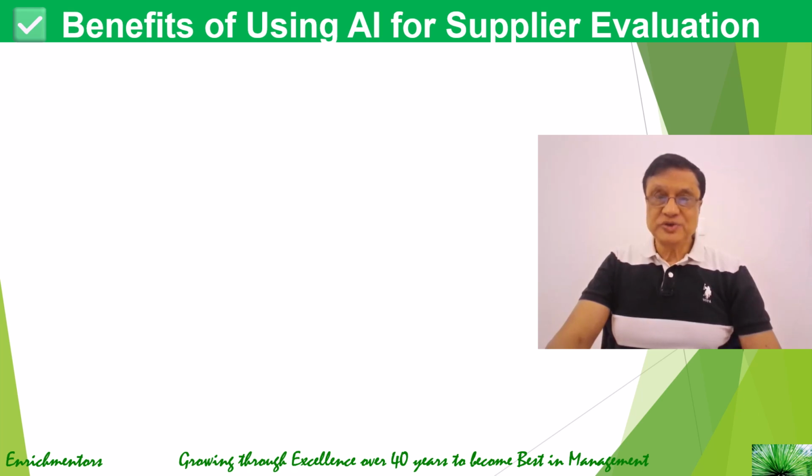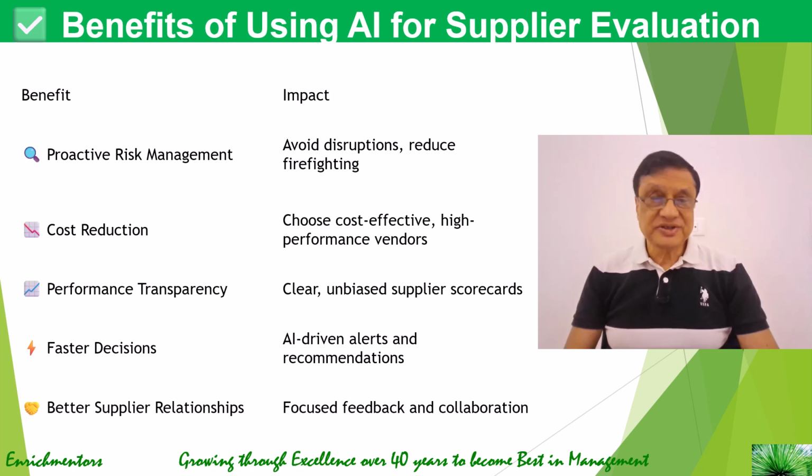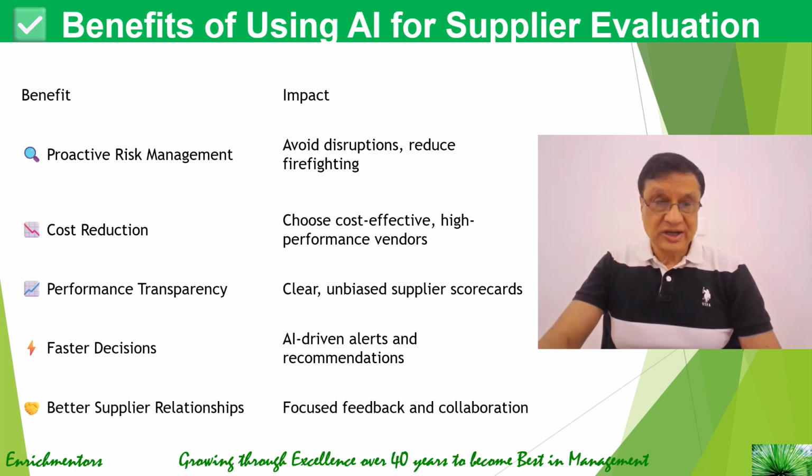So what are the benefits of using AI for supplier evaluation? First, it is a proactive risk management system that avoids disruptions and reduces firefighting. Also, it reduces cost and chooses cost-effective, high-performance vendors. There is transparency in performance with clear and unbiased supplier scorecards. It also leads to faster decisions with AI-driven alerts and recommendations, and ultimately leads to better supplier relationships with focused feedback and collaboration.